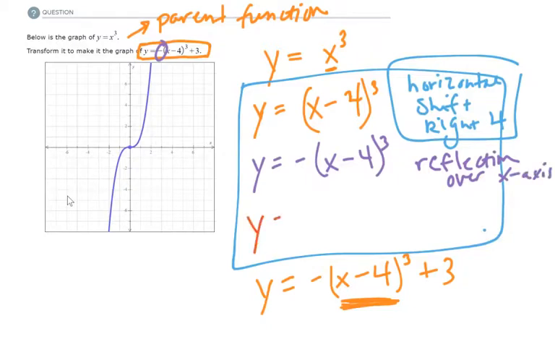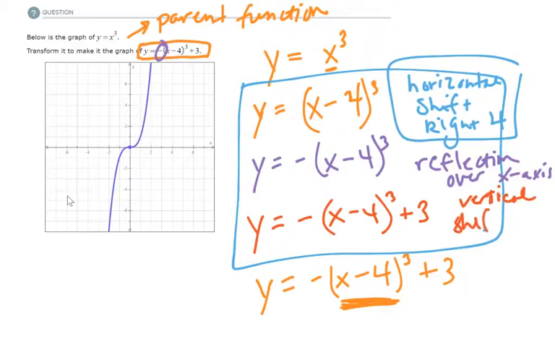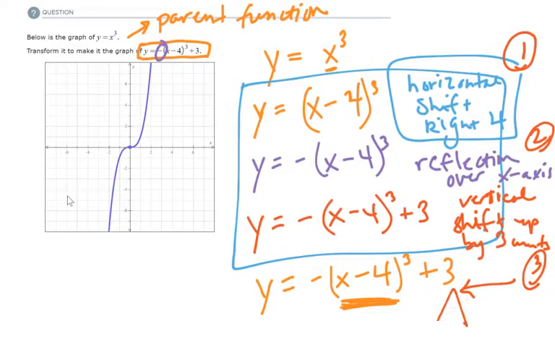Then they're taking that and shifting it, or adding 3 to it, which is a vertical shift up by 3 units. And once you do the transformations, the shifting, the reflecting, and then the shifting in this order, 1, 2, 3, you will end up having this graph of the function that they have asked you for.